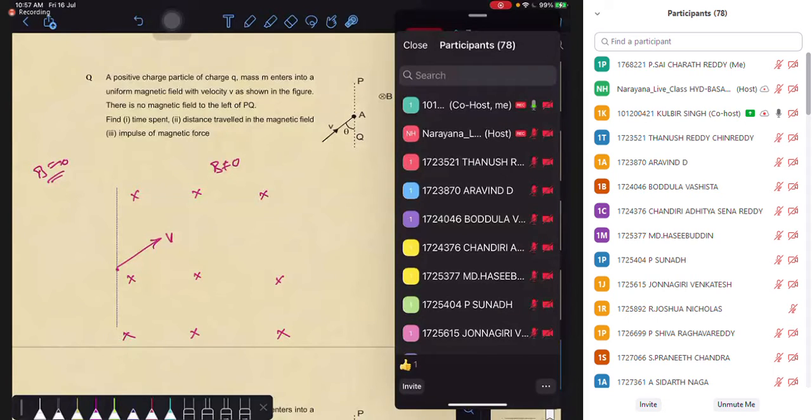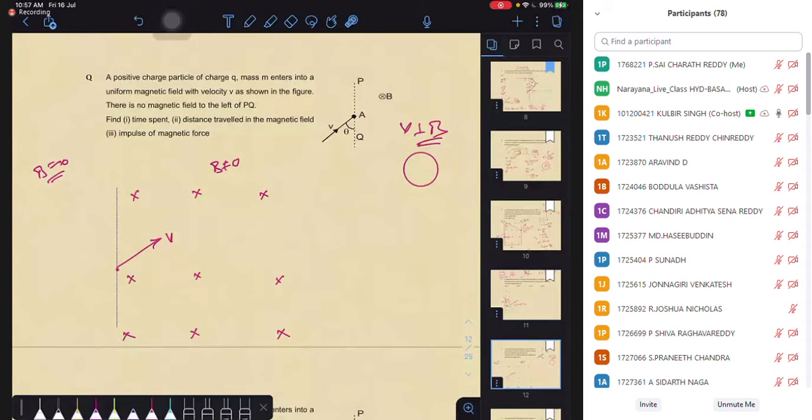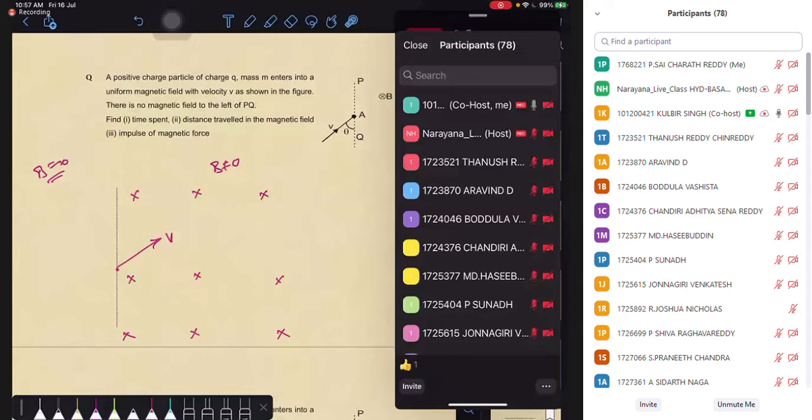So where is the force going? For the right-hand thumb rule, try to see. Now in this case, 3D is going to complicate the situation, not simplify it. In the previous problems, 3D simplified things. But in this problem, if I try to explain with 3D, it gets complicated. So the right-hand thumb rule is the best option.